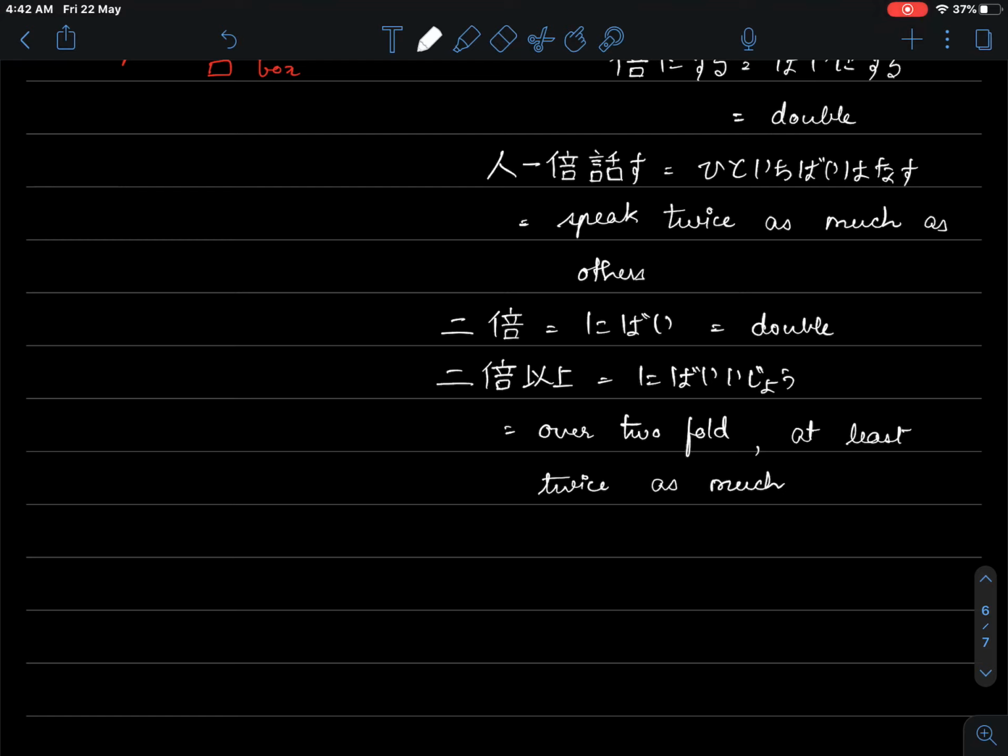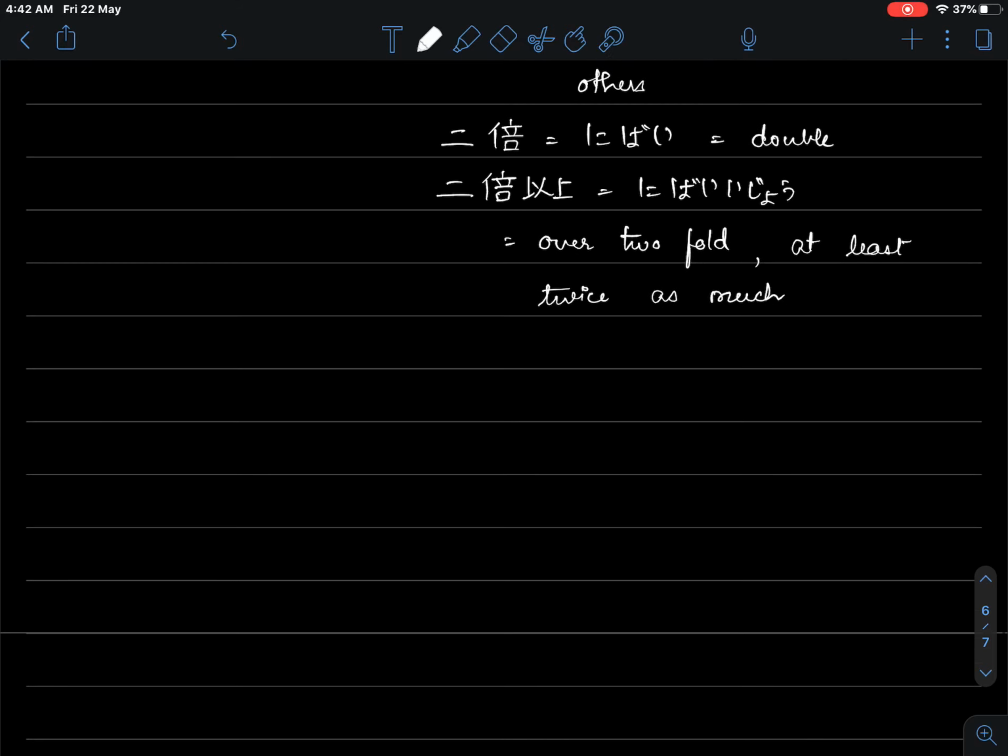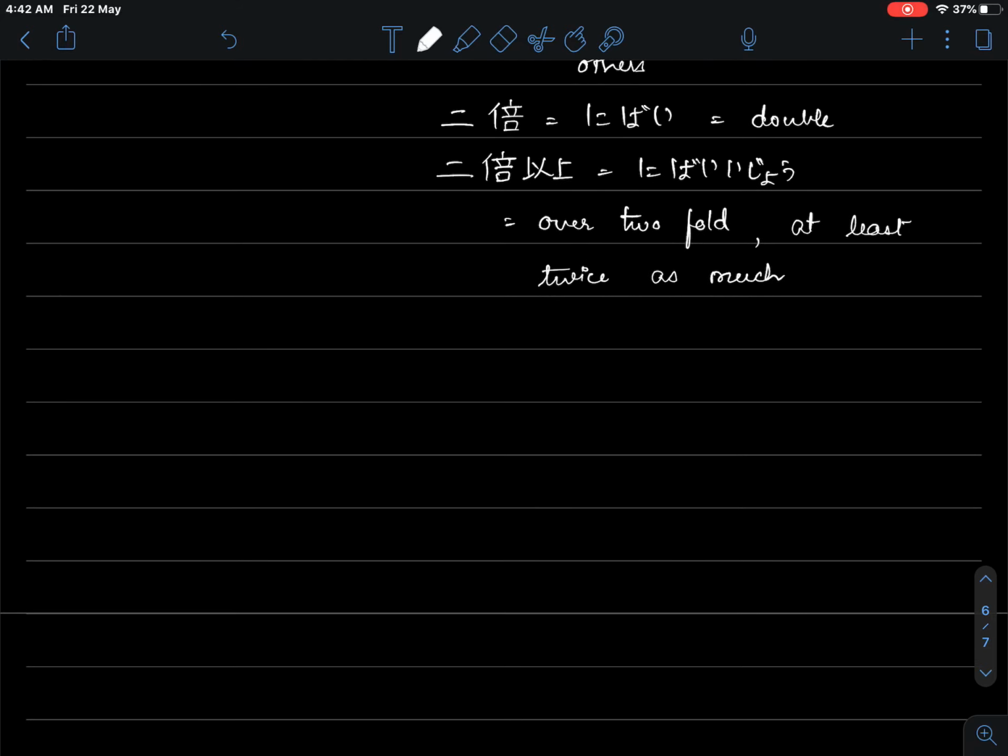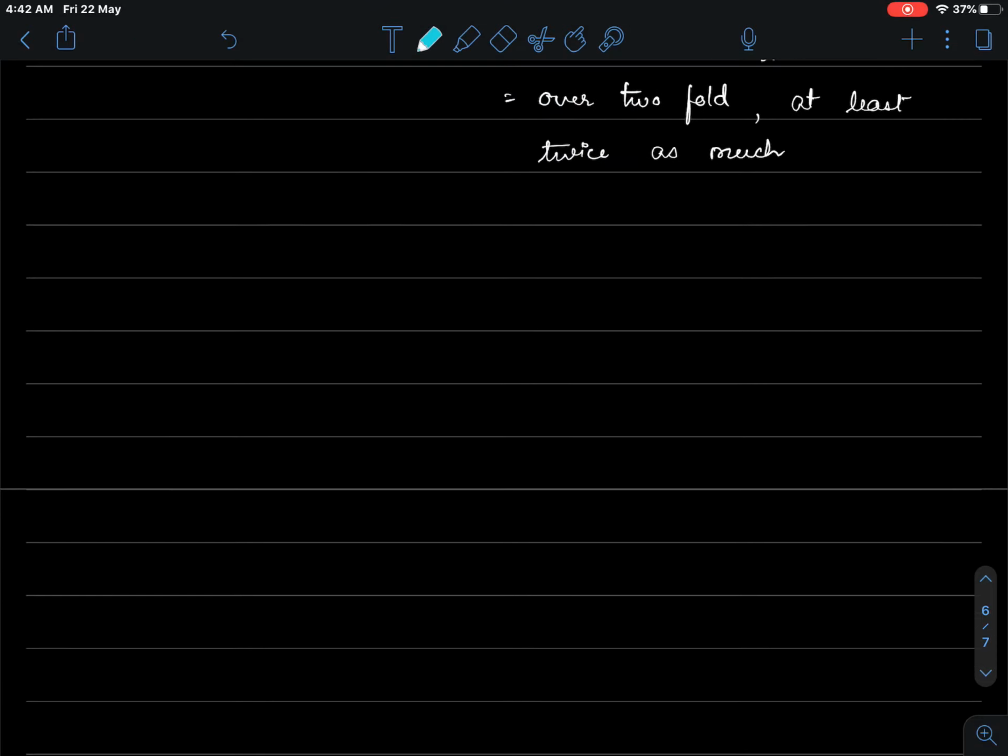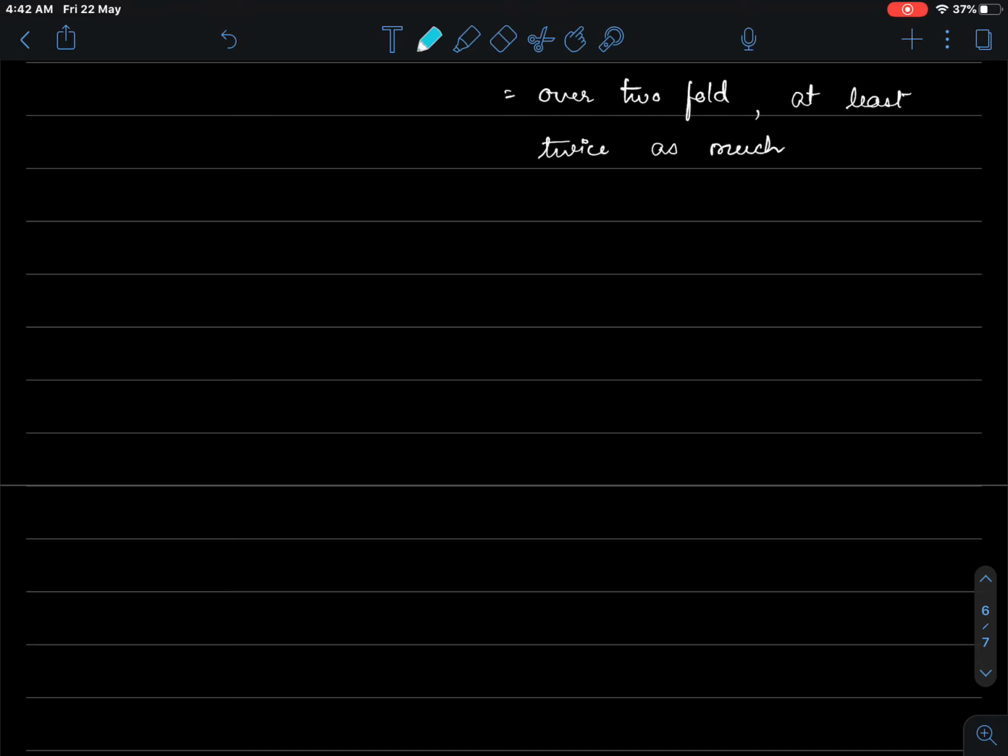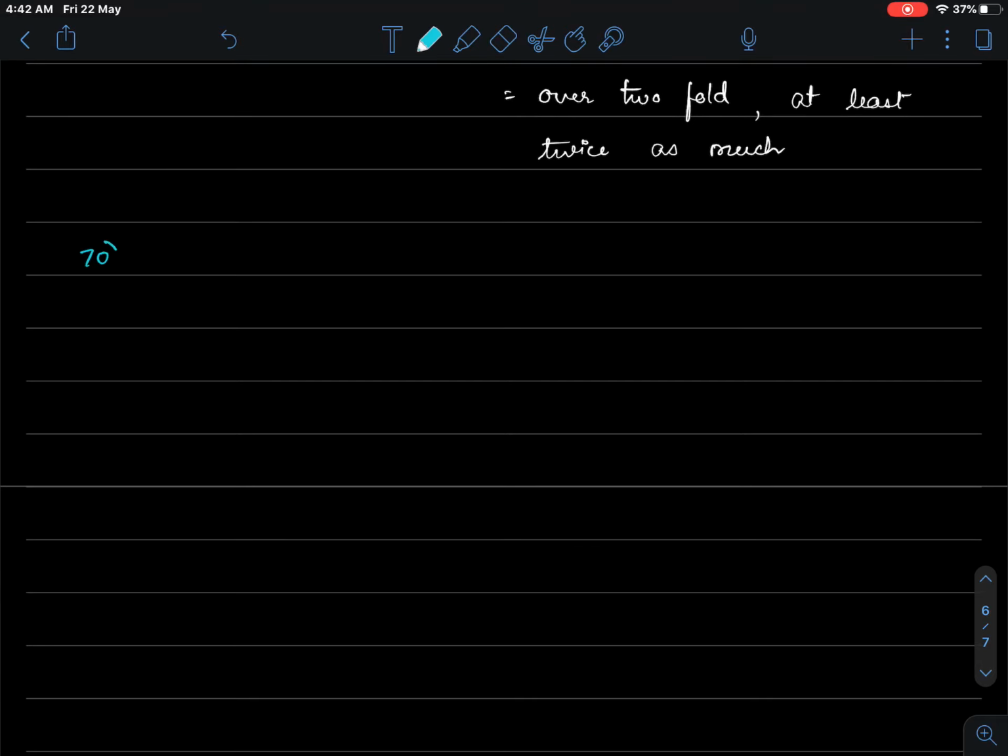So I think this sufficiently illustrates how to use bai. We will see more uses, or if necessary, I will see if I can do this along with counters, if I decide to do counters. So this is the last kanji of the day, I think, number 70.